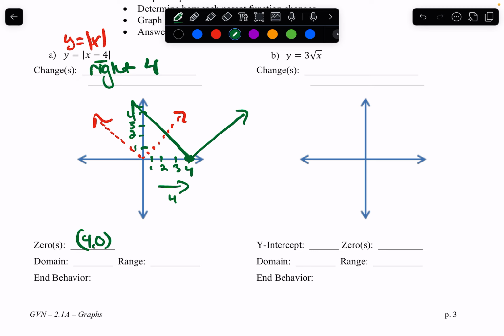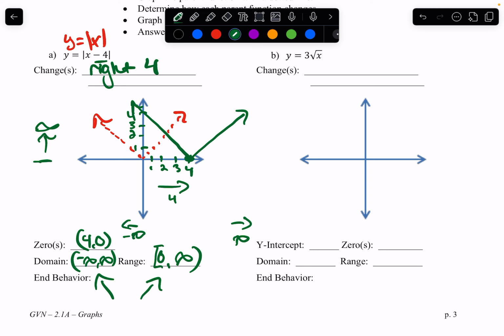Our domain, as we can see, it keeps going to infinity and to negative infinity. So it is all real numbers here. Range, it stops at the x-axis and goes up to infinity. So we start from 0, put the 0 inside a bracket and goes all the way to infinity parentheses. And behavior is up to the left and up to the right. Okay.